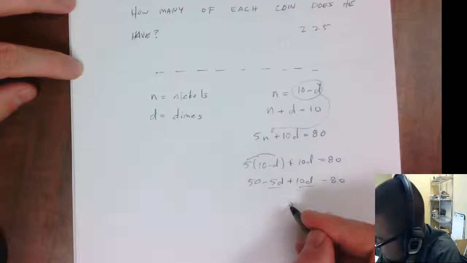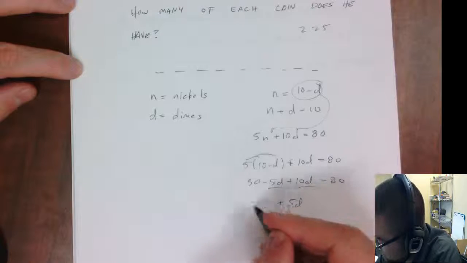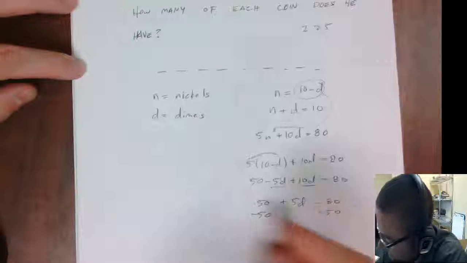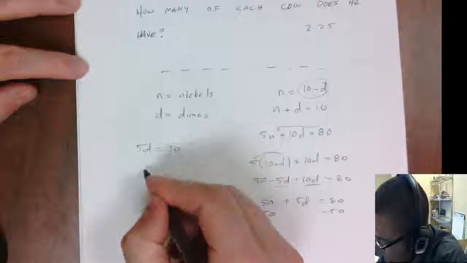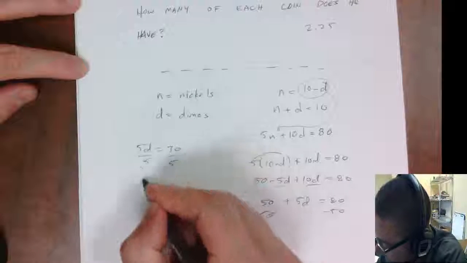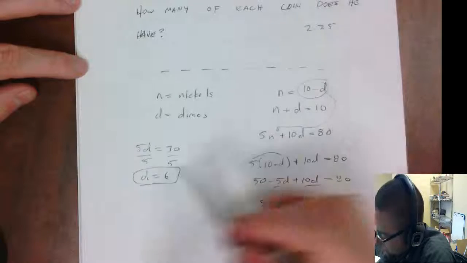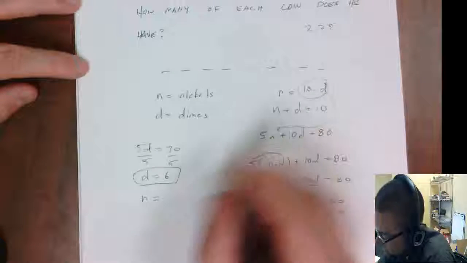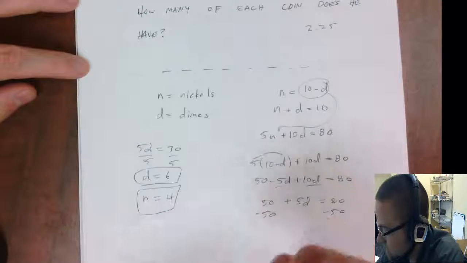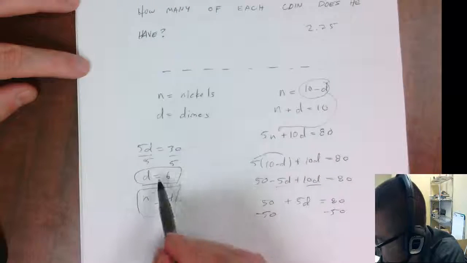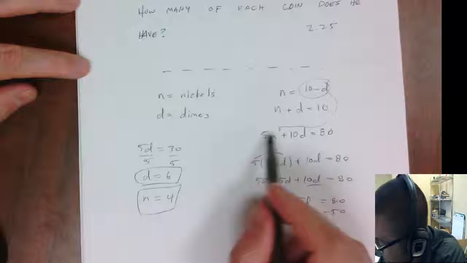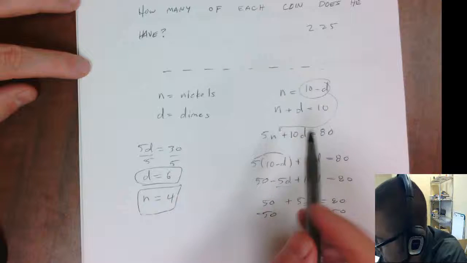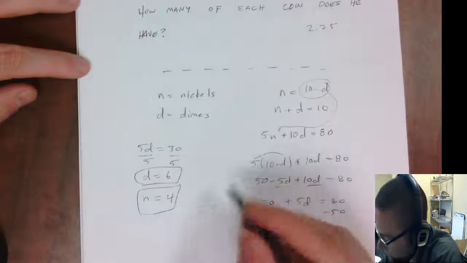Combine like terms, I get 50 plus 5d is 80. Subtract 50 from both sides, and I get 5d is equal to 30. Divide both sides by 5, d equals 6. So there are 6 dimes, and it was 10 minus d to get the number of nickels, so 10 minus 6 is 4 nickels. The way I check my answer is plugging it back into the other equation. 4 nickels would be 20 cents, plus 6 dimes would be 60 cents, so 20 plus 60 is 80. That checks out.